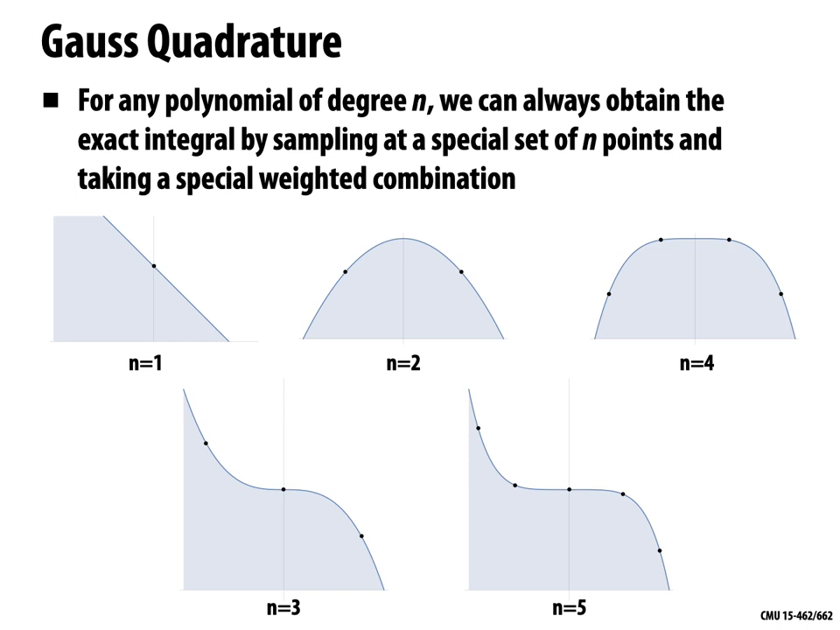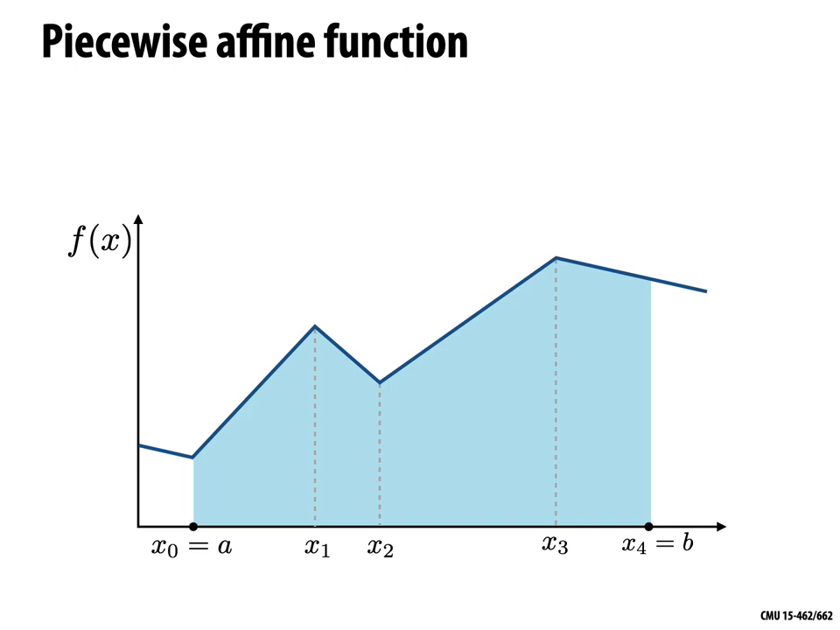Okay, let's move on to another very interesting kind of function, which is a piecewise affine function. Piecewise affine just means over little sub-intervals, the function is affine. So in this picture, we have a function f of x, which is an affine function if you restrict it to the interval between x0 and x1. It's a different affine function if you restrict it to x1 to x2, and so on.